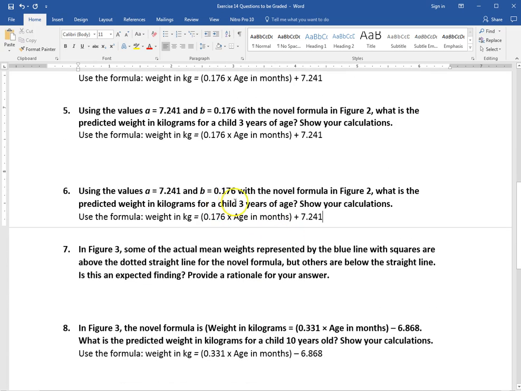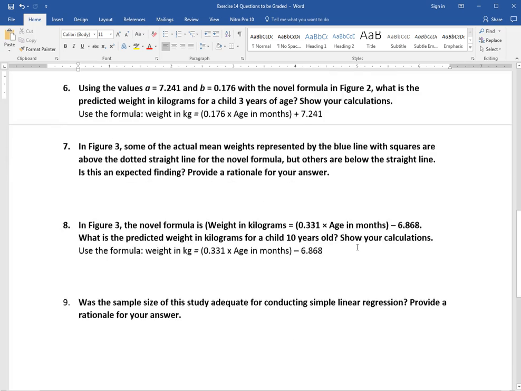I'm looking for a value for a child that's 3 years of age. So I'm going to use this formula where I'm multiplying my slope times age in months. So I need to figure out 3 years of age in months, and then I'm adding my intercept to it. So just plug the values into that and solve it.